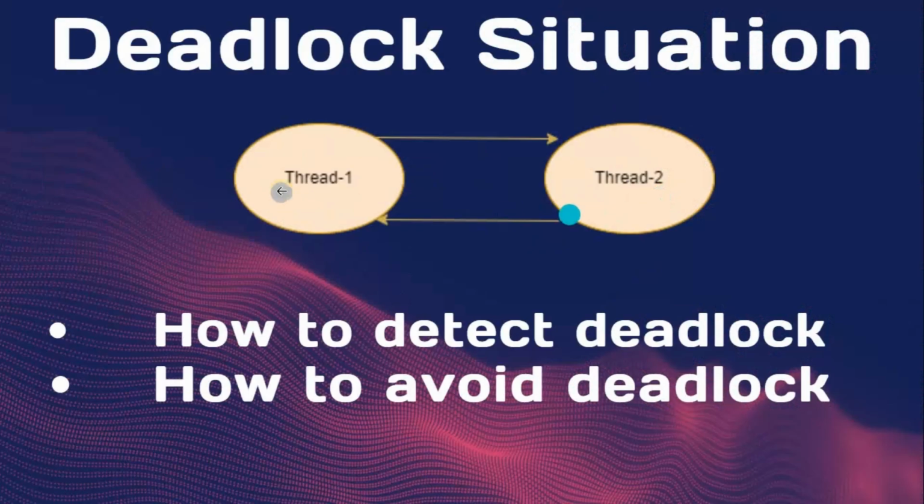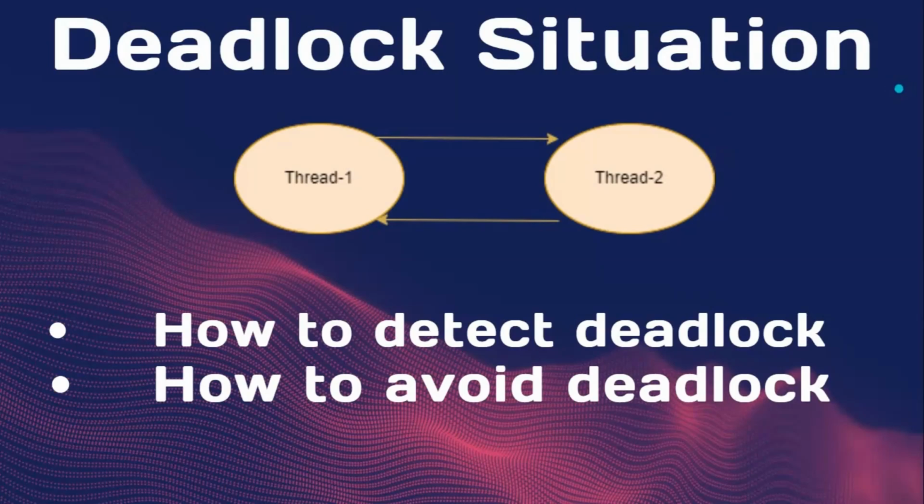So let's say there are two threads, thread 1 and thread 2. This is basically how a deadlock situation occurs. Deadlock in Java is part of multi-threading. Deadlock can occur when a thread is waiting for an object lock that is acquired by another thread, that is the second thread, and this second thread is also waiting for a lock that is acquired by the first thread, thread 1. Since both threads are waiting for each other to release the lock, this situation occurs. This is called the deadlock.